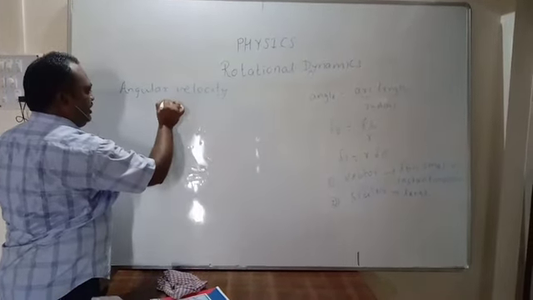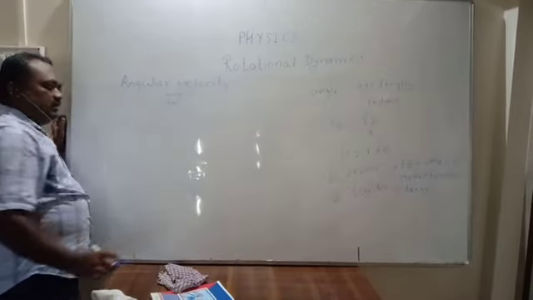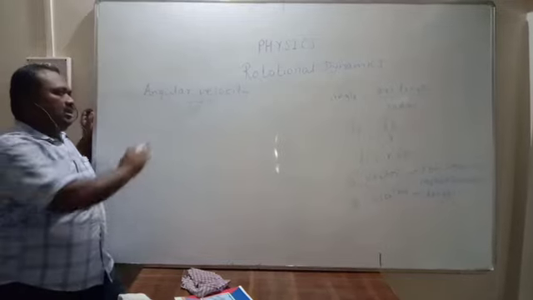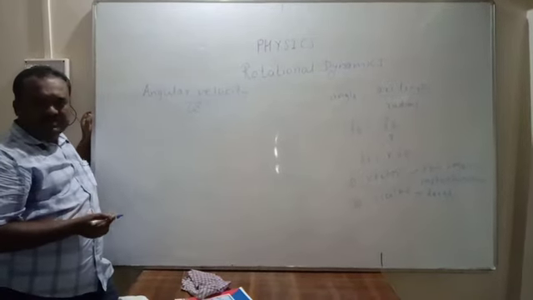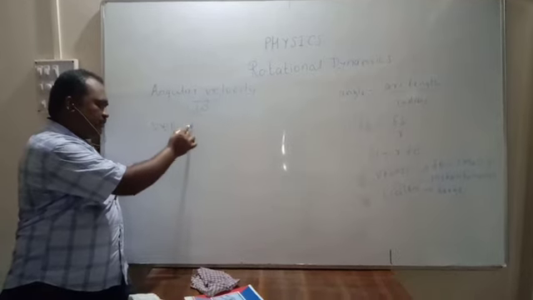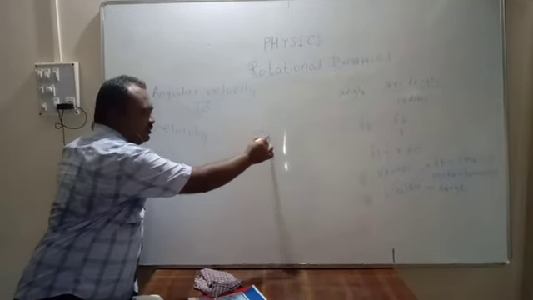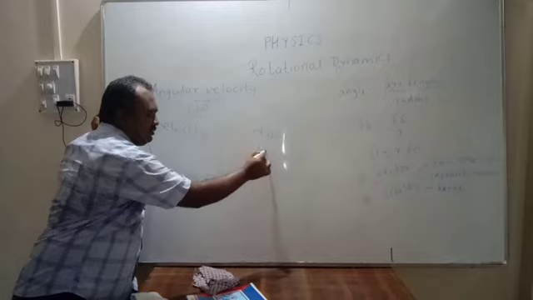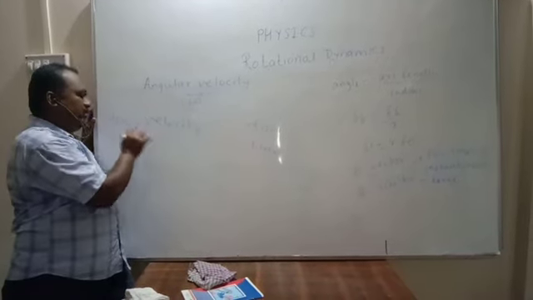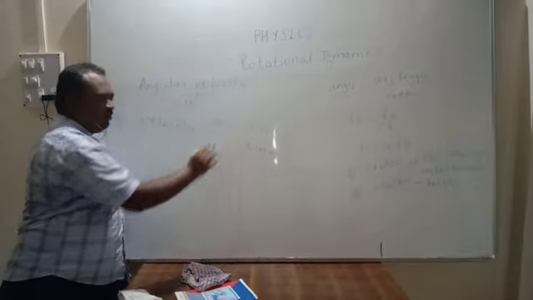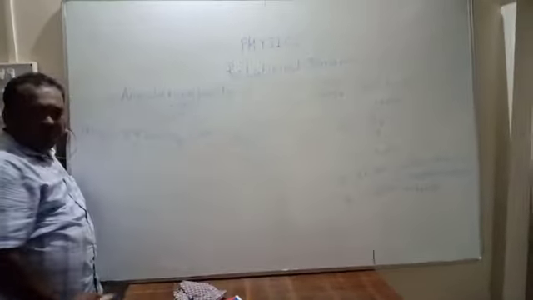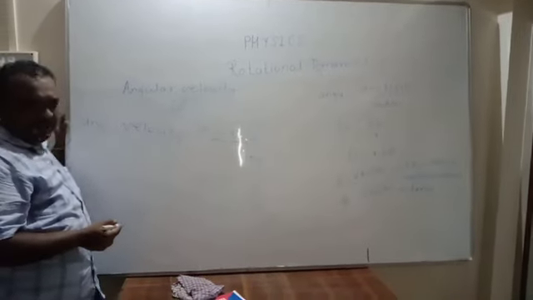Angular velocity is denoted by the letter omega. It is not W, it is omega. In simple terms, velocity is equal to displacement upon time. Just write here: angular velocity equals angular displacement divided by time. So you can say the definition on the same line.